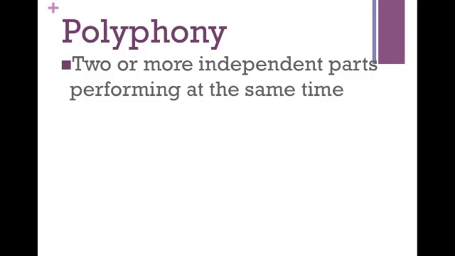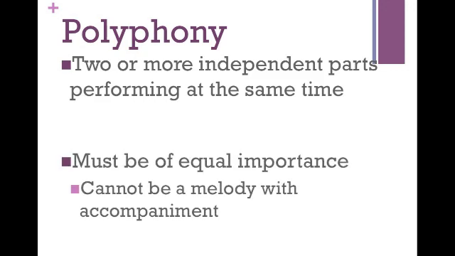Polyphony is two or more independent musical lines being performed at the same time. For a piece to be considered polyphonic, both ideas need to be of equal importance. In other words, one line cannot be the melody and the other accompanying.